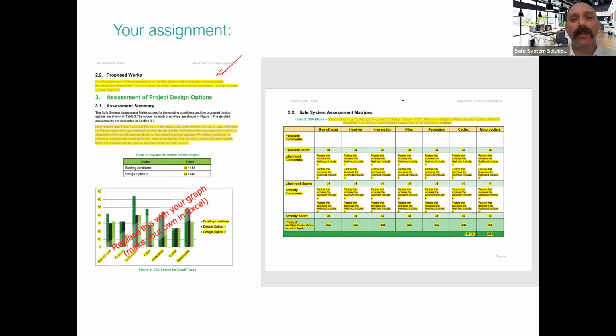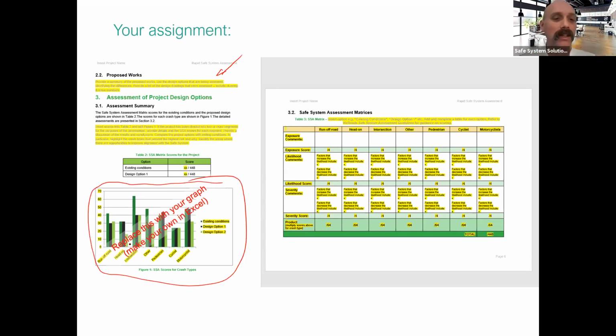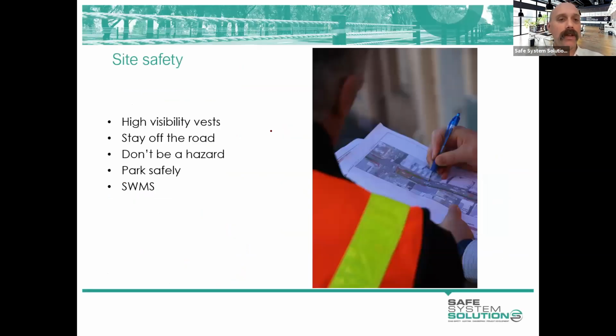For the assignment, find the one that's got highlights, and you'll go through and fill out all the bits. So delete the yellow, rewrite it. You're going to create your own graph, so you'll have to open up an Excel, pop your numbers in, and create the graph yourself. You're going to have to fill out the matrix. I'm going to jump to that actual document and walk through it shortly.